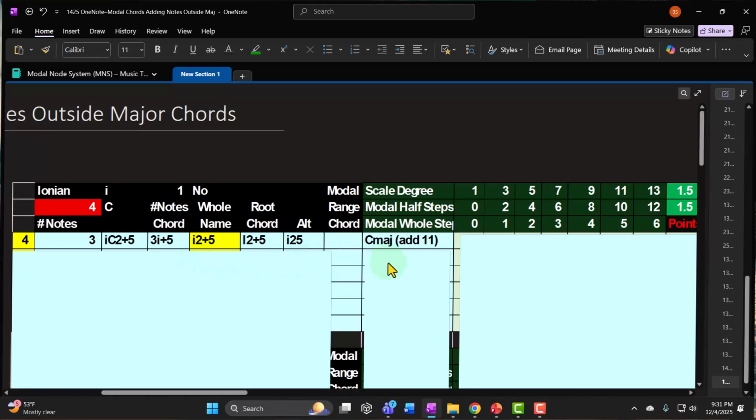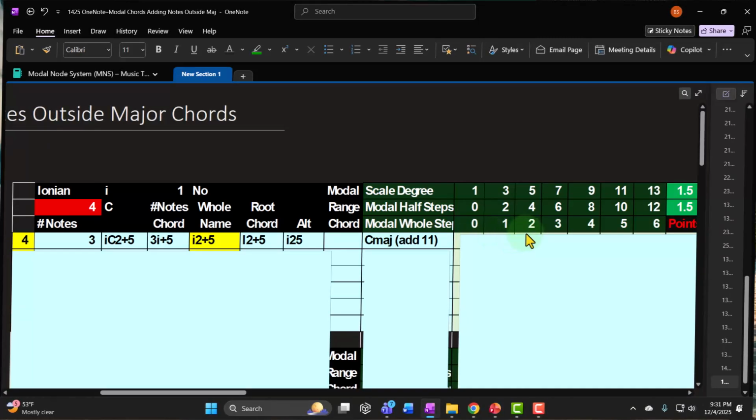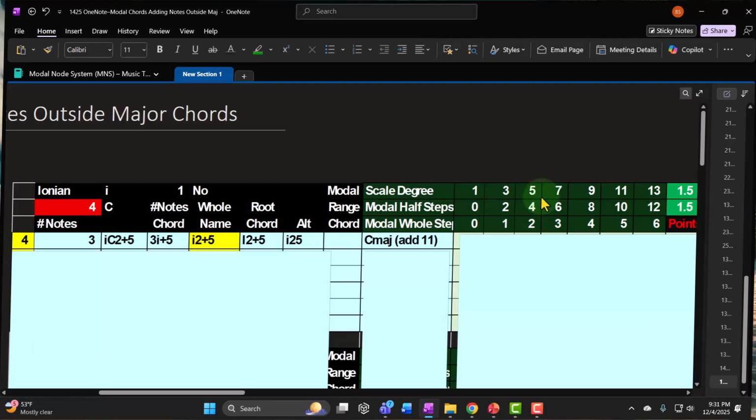I2 would mean, look, I'm playing off of the Ionian. That's the root, that's point 0. And then we're going 2 modal whole steps up. That's the last note in the chord. 2 times 2 would be 4 modal half steps, plus 1 would be the 5th scale degree.